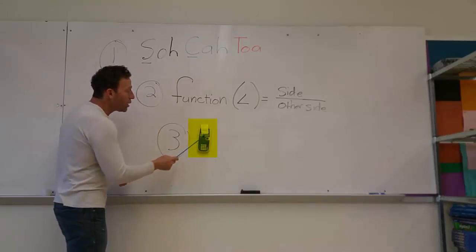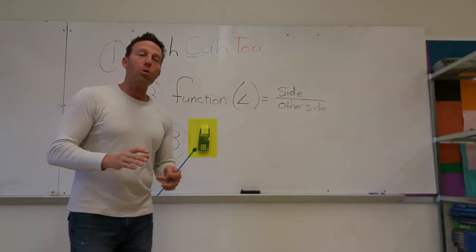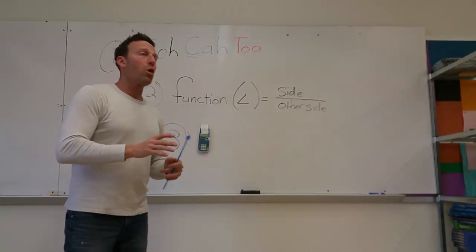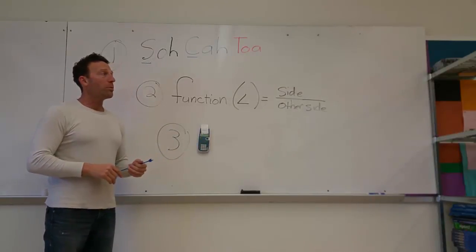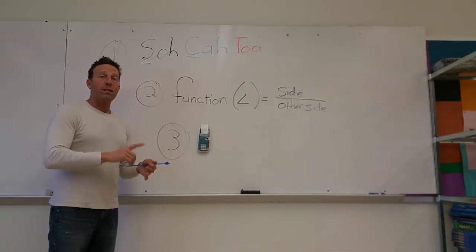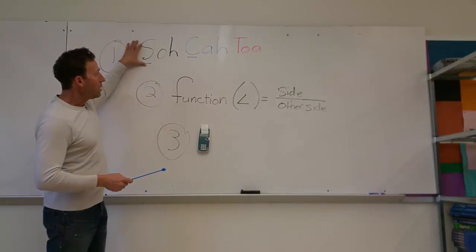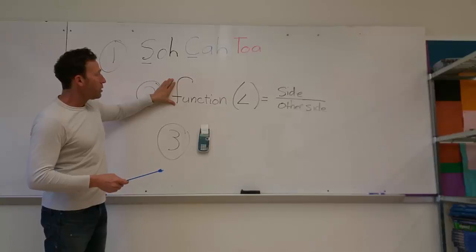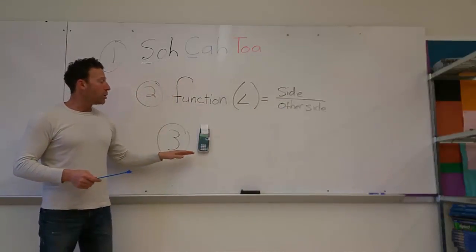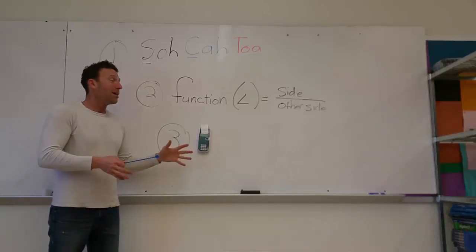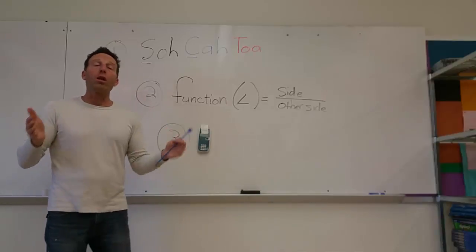And the third is you have to have access to a scientific calculator. Your fancy phones, your computers all have a scientific calculator, but you need a calculator that you can use the trigonometric functions, sine, cosine, and tangent. If you get those three things, an understanding of SOHCAHTOA, understanding and the usage of function of an angle equals side divided by other side, and how to have and how to use a scientific calculator, you'll be all set.